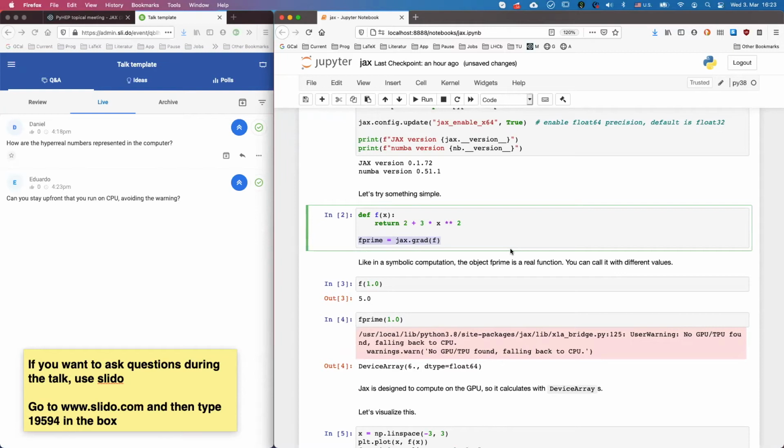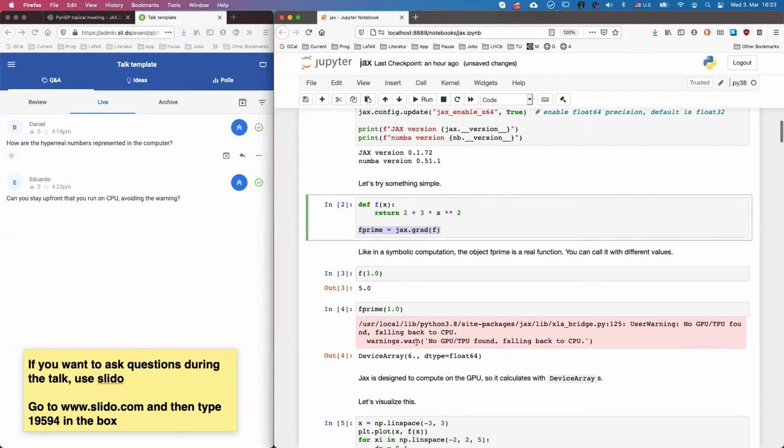Can you say upfront that you run on CPU? No, I don't know. So maybe yes. If you know a way how to do this, let me know. I don't know how to avoid this warning here. I mean, you can artificially suppress it with a warnings filter if you want.